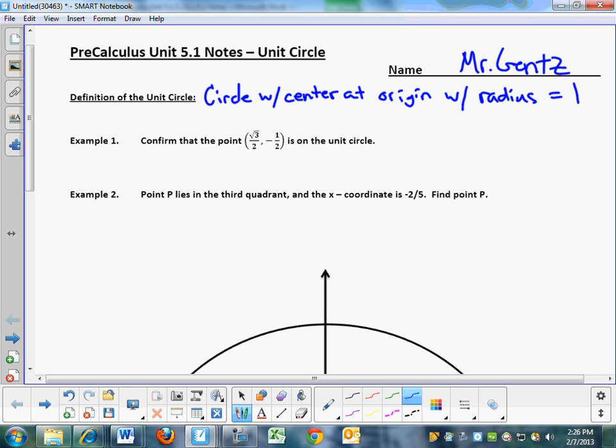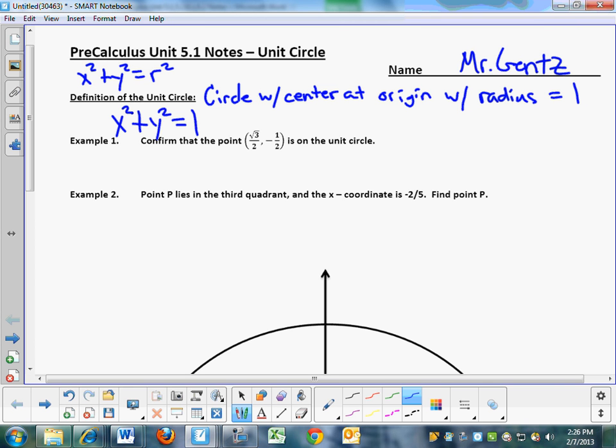Does anybody remember an equation for a circle with a center at 0, 0 that has a radius of 1? Oh, sad day. You remember the equation for a circle? x squared plus y squared equals r squared. Remember that? Tyler did? Just didn't want to say it. Okay. All right. It's okay, Tyler.